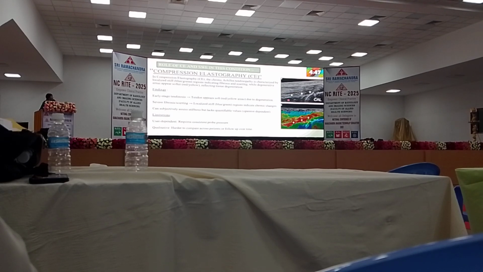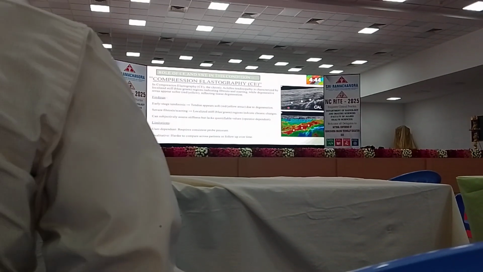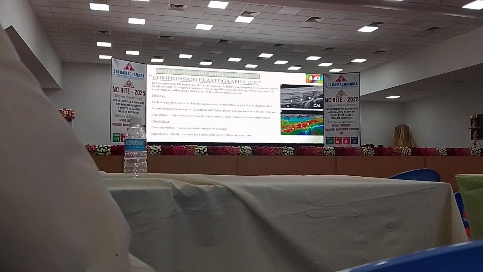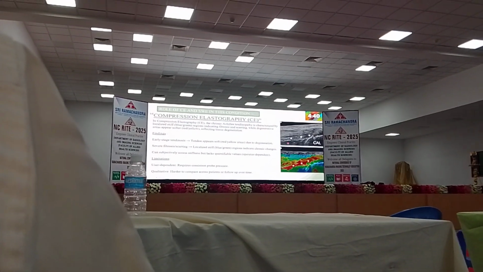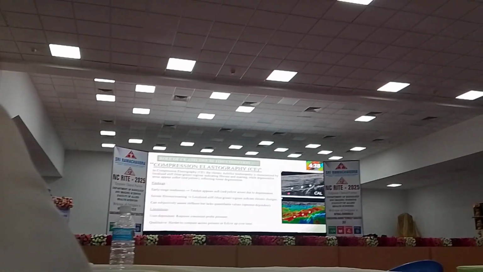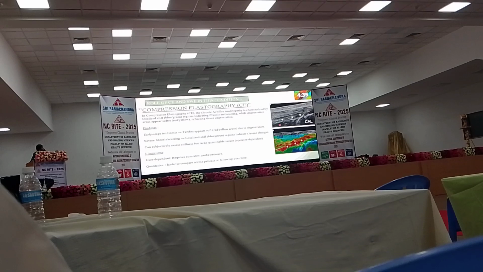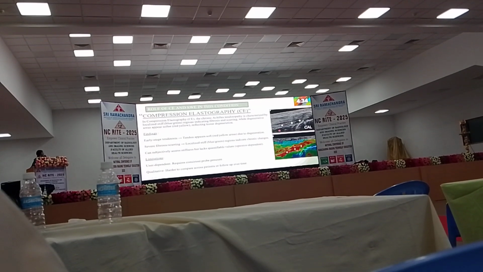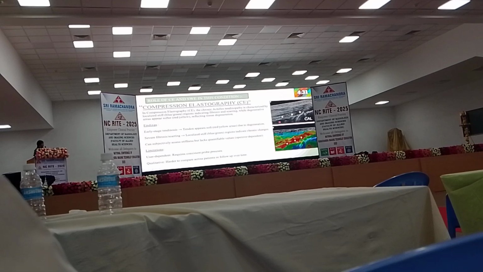So, with the help of compression elastography, we could observe the previous condition was chronic Achilles tendinopathy. In compression elastography, chronic Achilles tendinopathy is characterized by localized stiff blue-green regions indicating fibrosis and scarring, while the degenerative area appears softer, red-yellow, reflecting tissue degeneration. I'll show you just a brief findings here.